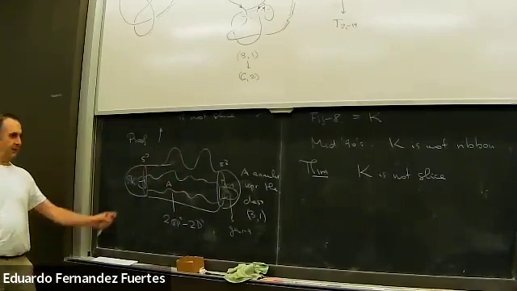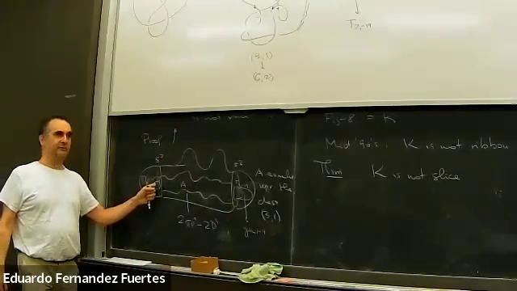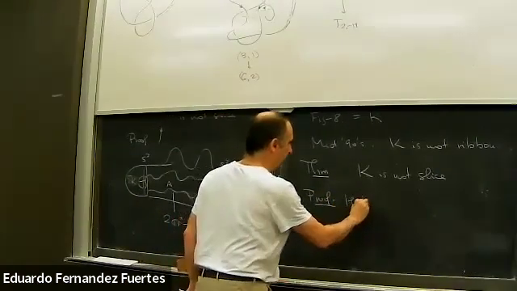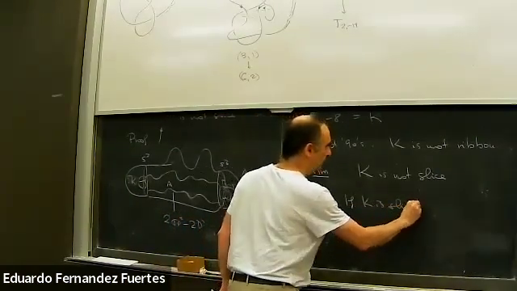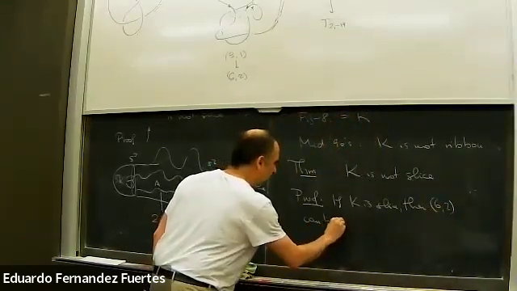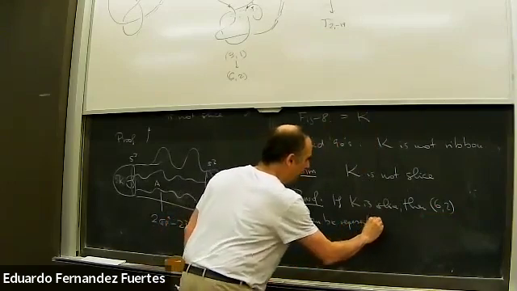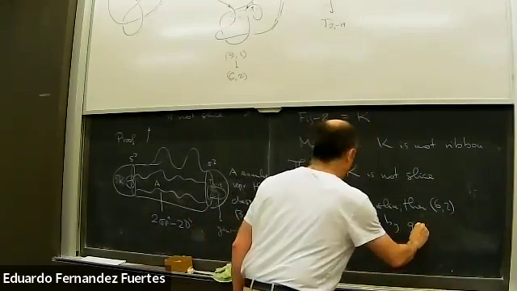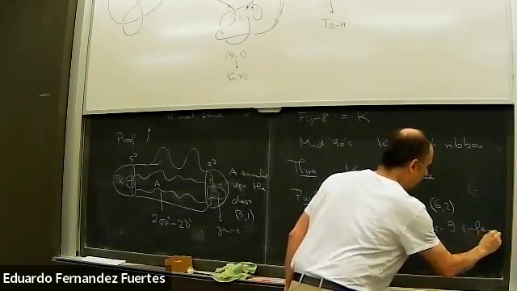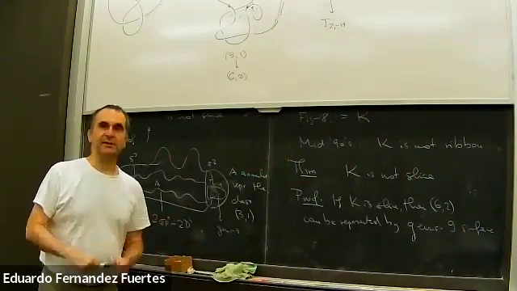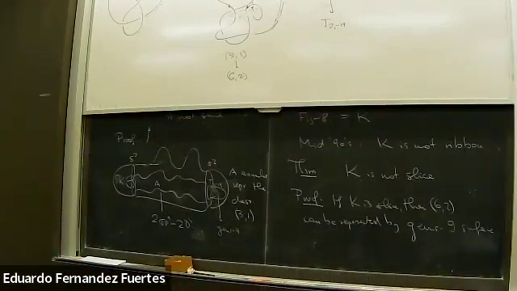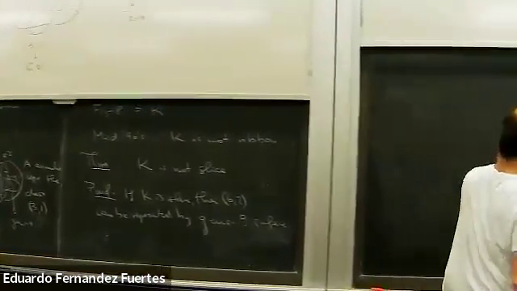So what we would get, if the knot is slice, we could say that, so here's the proof. If K is slice, then 6-2 can be represented by the genus 9 surface. Well, that's a possibility. Let's see what is the naive bound, the naive guess for that homology class.